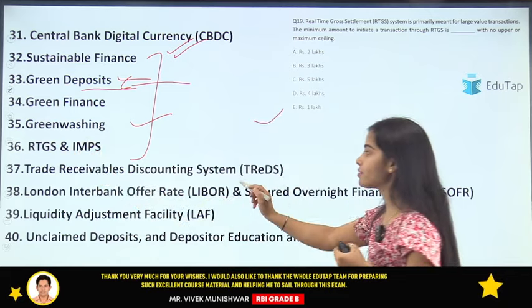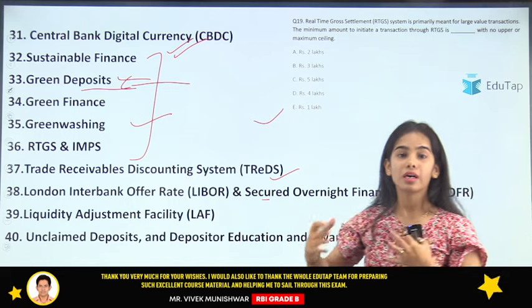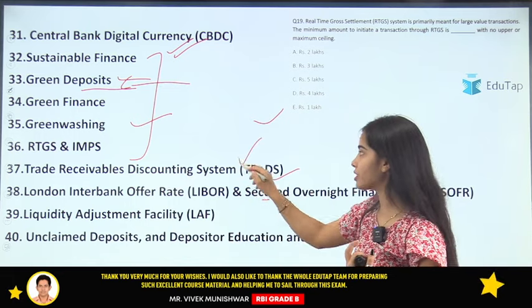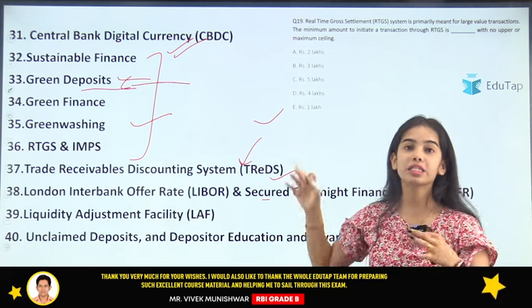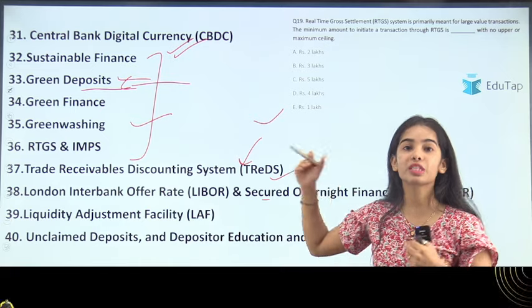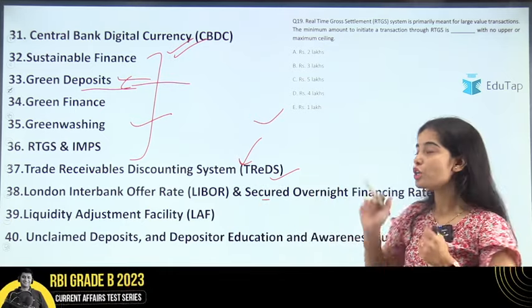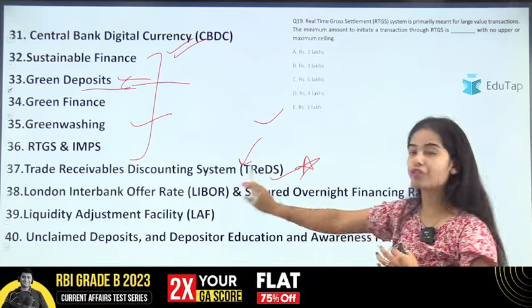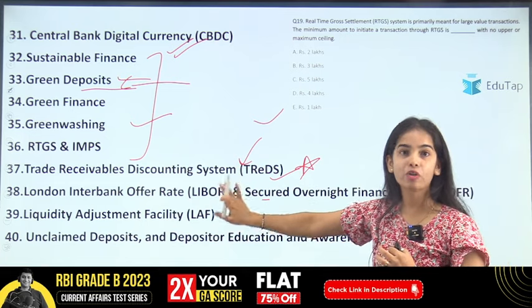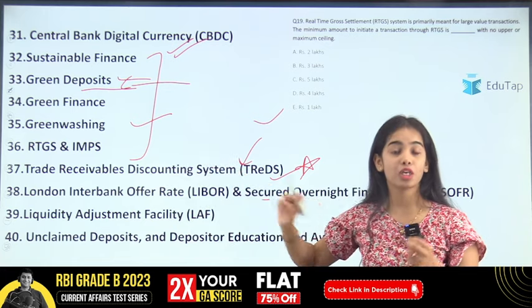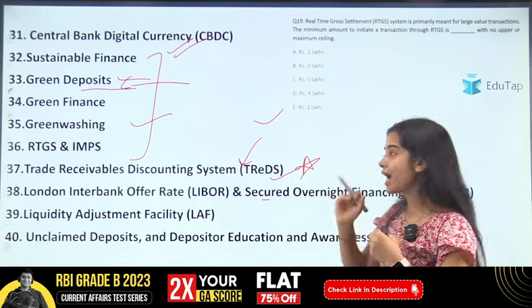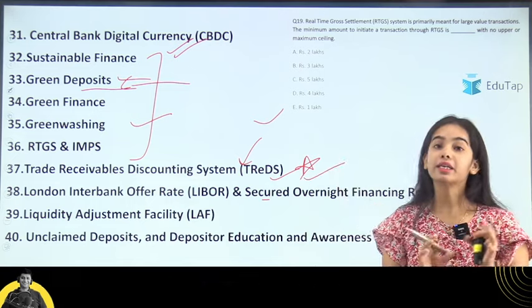Okay. Trade receivables discounting system. So the boost has been provided. Upgradation of the TReDS platform has been provided by introducing the secondary platform, by introducing the insurance facility in TReDS. So you need to have the basic understanding of TReDS. What is this platform? This is the online platform for the discounting of the trade receivables. So have the basic understanding as well as understand the current context also.